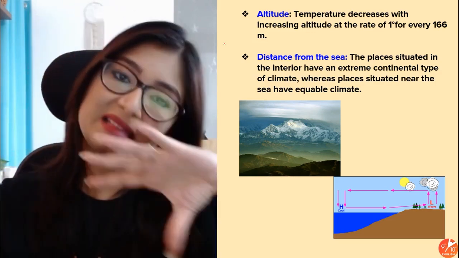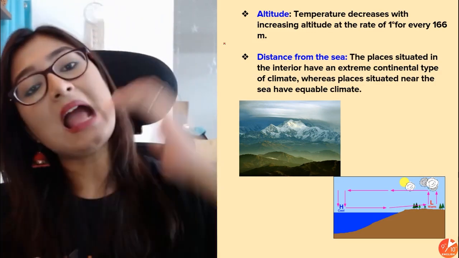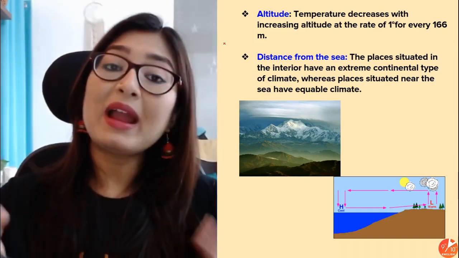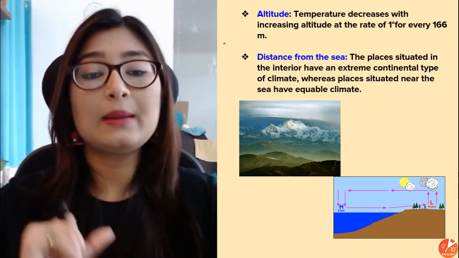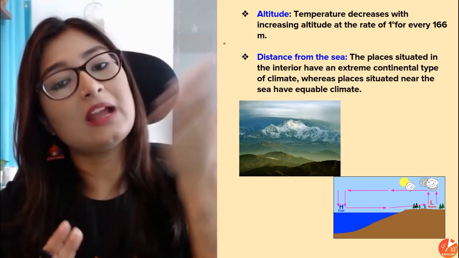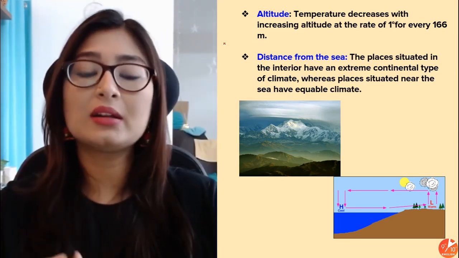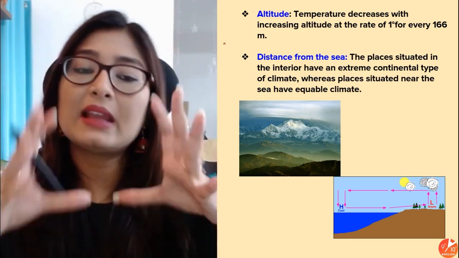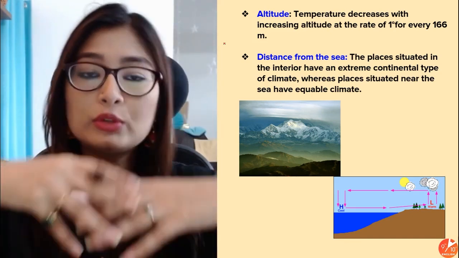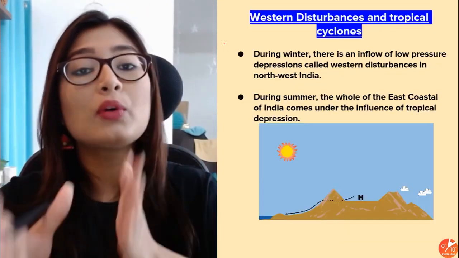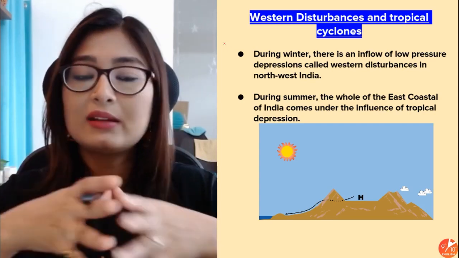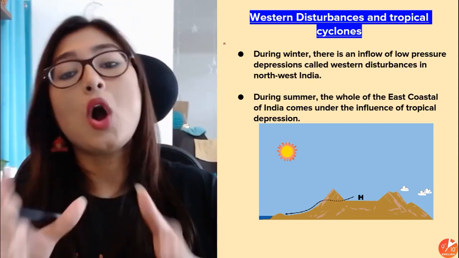The moderation is decreasing. Because the higher the altitude, the lower the temperature, that is the reason why mountains have lower temperature. They are mostly cool compared to the plains. Then of course distance from the sea: if you go away from the sea, the interiors will have a more extreme continental type of climate compared to the area closer to the sea. Because of the water, it just makes sure that the moderation is maintained on the land.